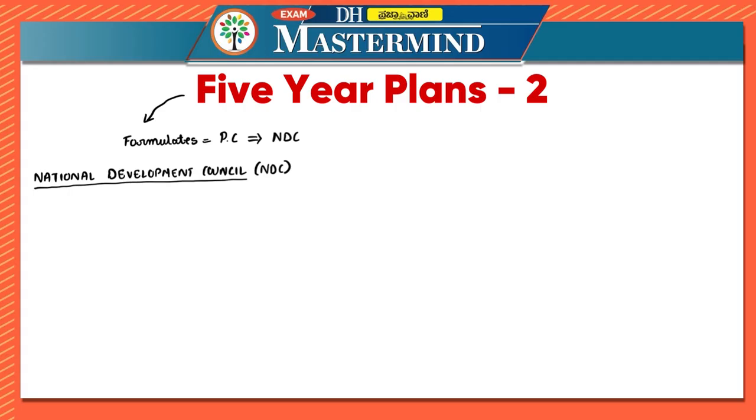Development Council. So this National Development Council, when was it established? It was established on 6th of August 1950. Whereas in case of the Planning Commission, I'll just write it here. Planning Commission was established on 15th of March 1950. Okay, so this was not 1950, it was in 1952. So it was 6th of August 1952.